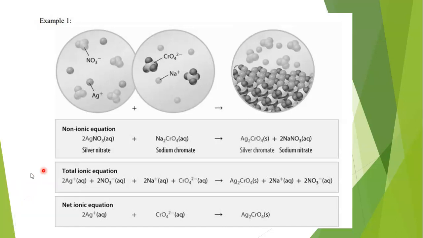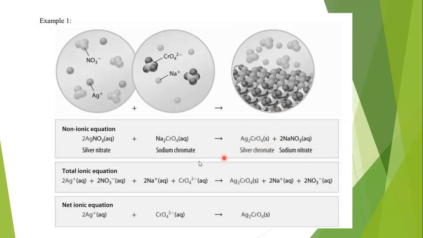You are producing your products here. Our products are silver chromate, which is a solid. If you can't remember, that's a precipitate. And then you have sodium nitrate, which is still in aqueous form. If we mix these two together, we would see this solid suddenly fall out, and we would assume the sodium nitrate is still in solution.